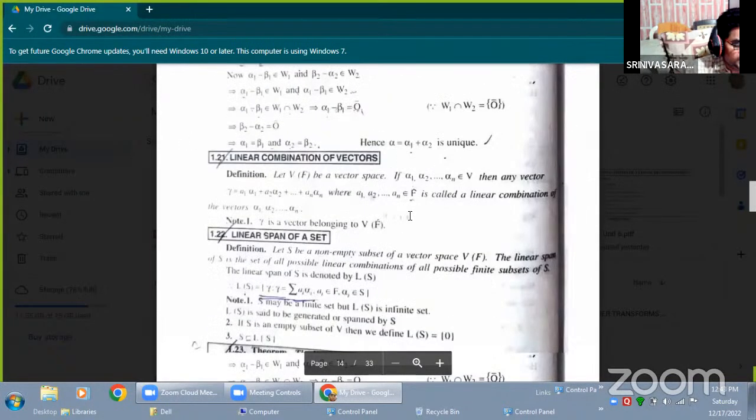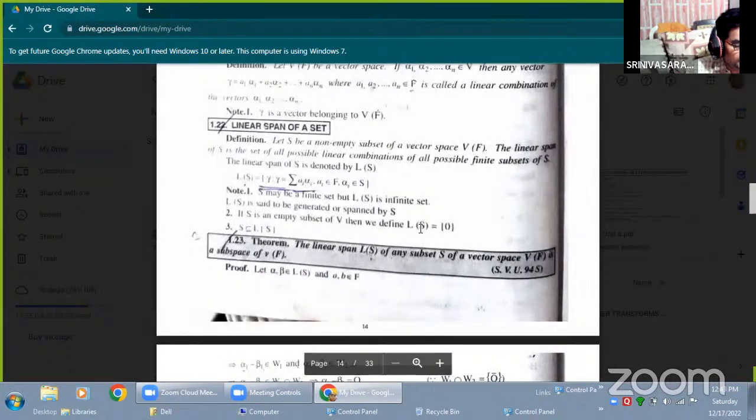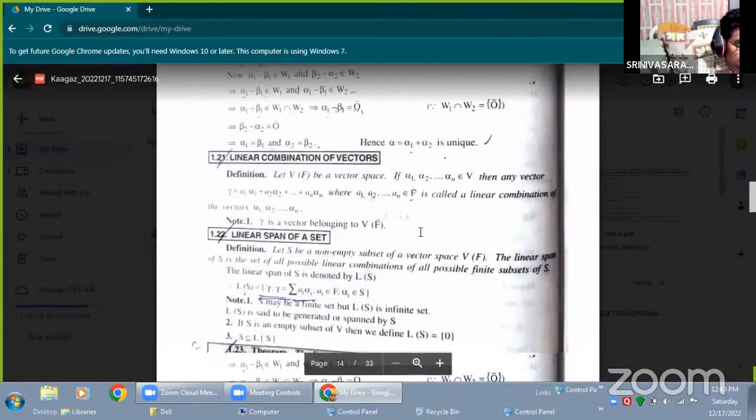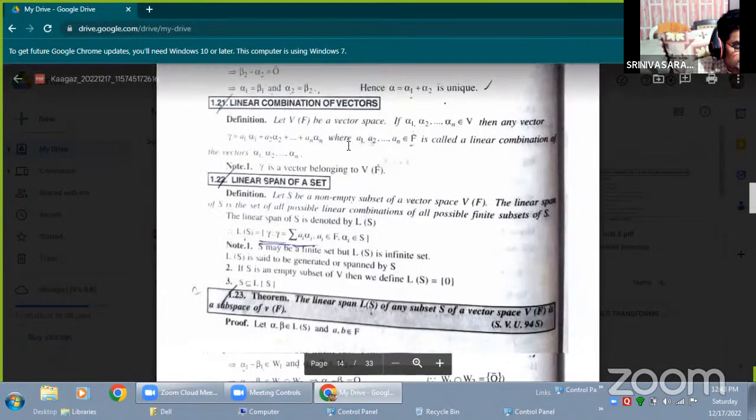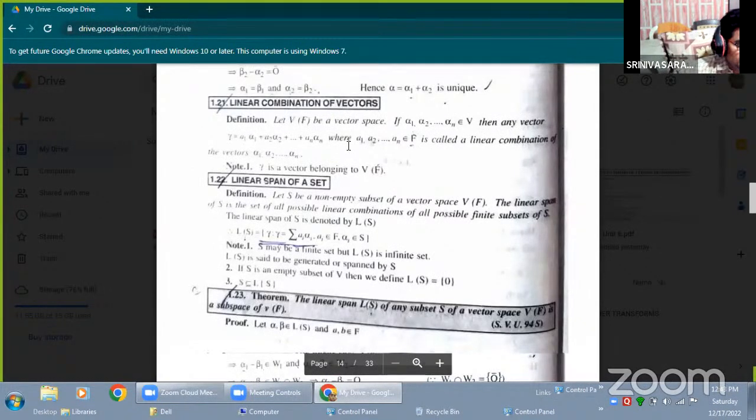Okay, students. Now, this is one of the important concepts of linear sum theorems. What is a linear combination of vectors? First of all, let V(F) be any vector space. Let A1, A2, and so on up to An be field elements, and let the alpha values be vectors.